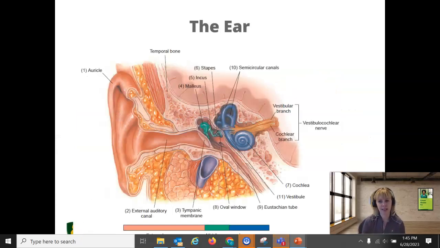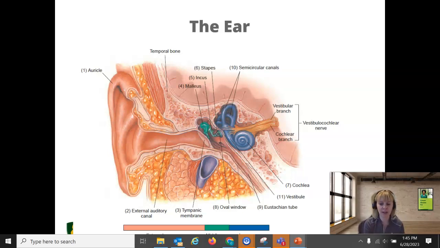The ear is the sense receptor organ for two senses, hearing and equilibrium. Hearing is the function of the cochlea. The cochlea is a snail-shaped structure filled with fluid called perilymph. Your equilibrium is a function of the semicircular canals and vestibule. When we say equilibrium, what we're referring to is the balance that your body has. The ear consists of three major sections: the outer ear, the middle ear, which is also called your tympanic cavity, and your inner ear, which is called the labyrinth.